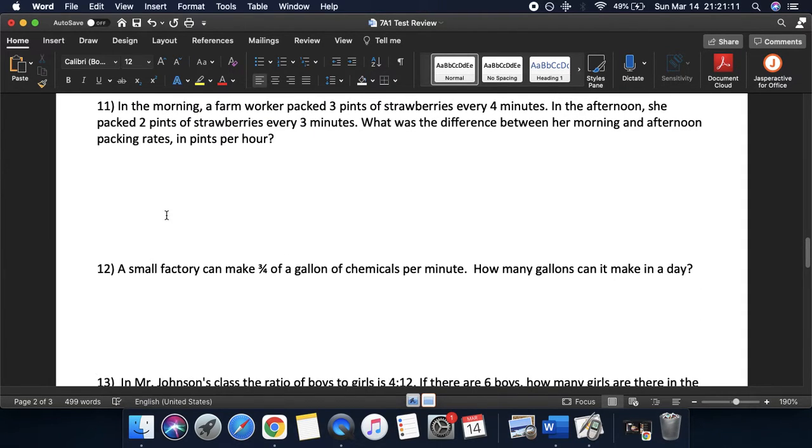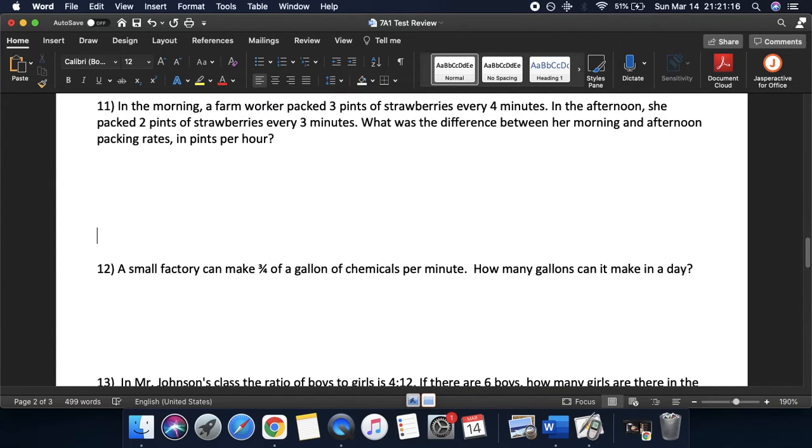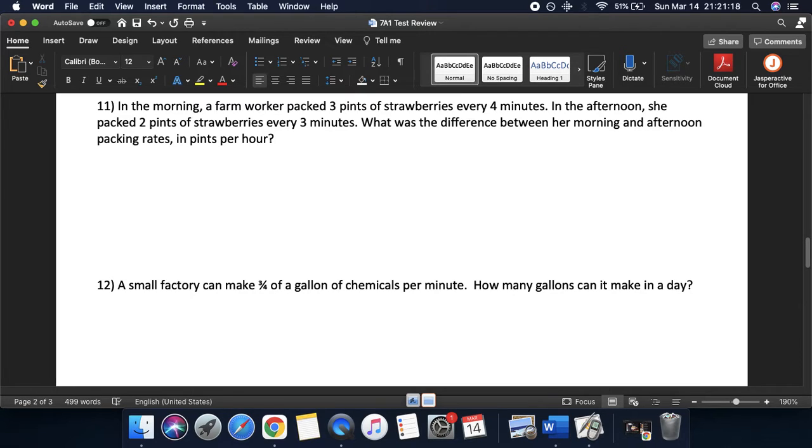Okay, so here again you need the unit rate. Anytime you have two rates, they probably want you to compare. So let's do the first one. In the morning, a worker can pick 3 pints of strawberries every 4 minutes. In the afternoon, she can pick 2 pints of strawberries every 3 minutes. What's the difference between the afternoon and the morning picking rates in pints per hour? So is she going faster in the afternoon? Is she going slower in the morning? What is happening here, right?